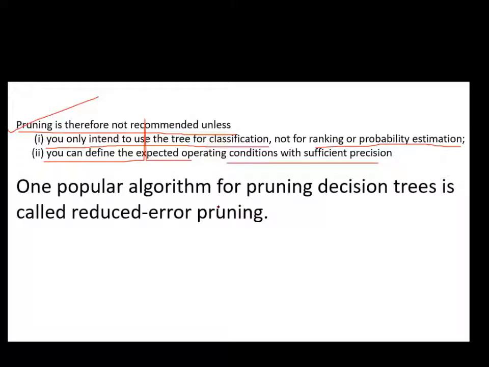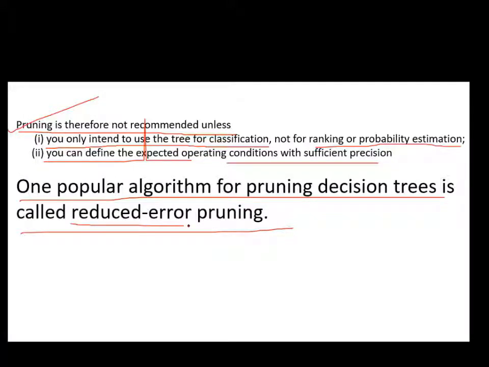One popular algorithm for pruning decision trees is called reduced error pruning, my dear friends. Let us discuss this in detail.